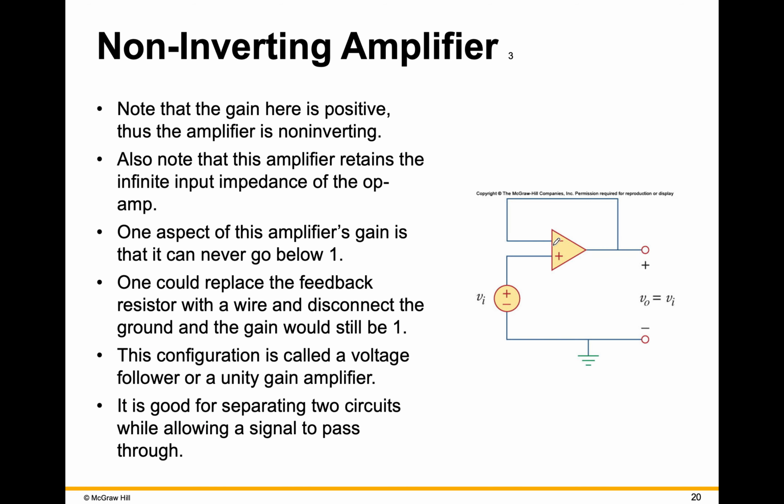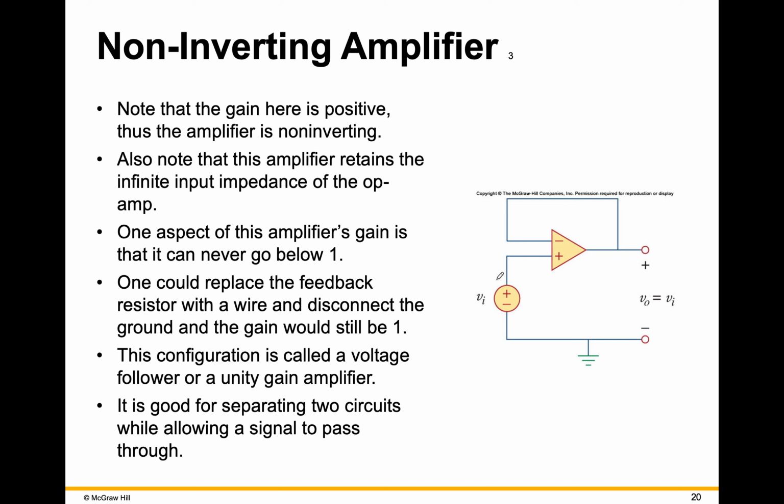Hence, you've got nothing coming into the inverting terminal except the direct feedback line from the output terminal with no resistance. If you do this, the RF over R1 term, or RF over RI term, depending on the book you're looking at, goes to 0 and your gain is 1. This is kind of a cool thing. It is called a voltage follower or a unity gain amplifier. Why would you do this? You would do this if for whatever reason you want to separate two circuits while still allowing a voltage signal to pass through.